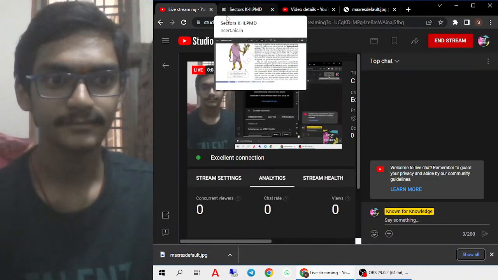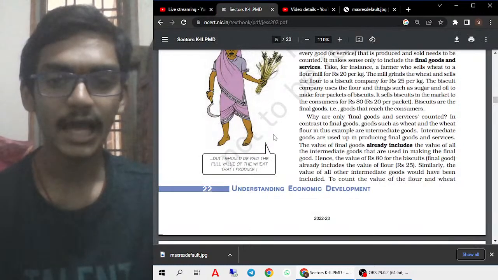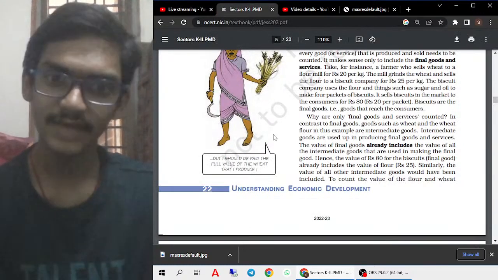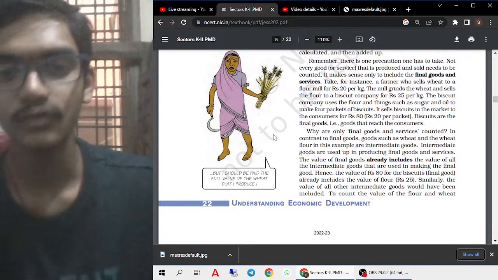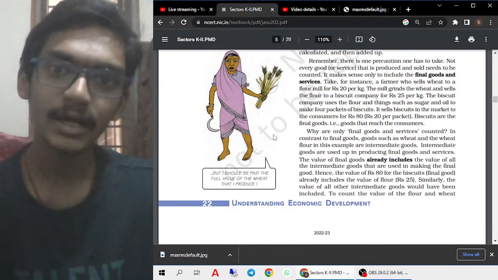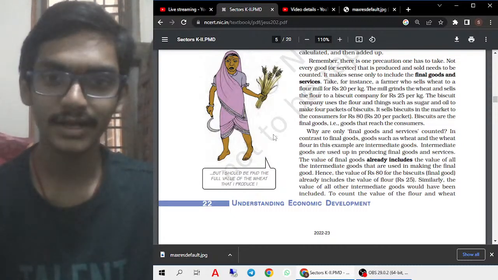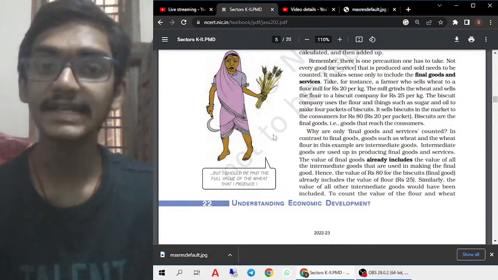Yes, let us start. Today, in the previous class, I ended abruptly near the final goods and the intermediate goods. So I'll be continuing from there. I'll explain again what the final goods are and what the intermediate goods are.